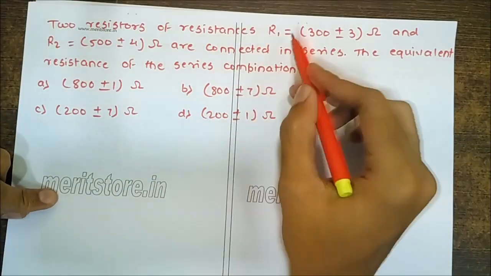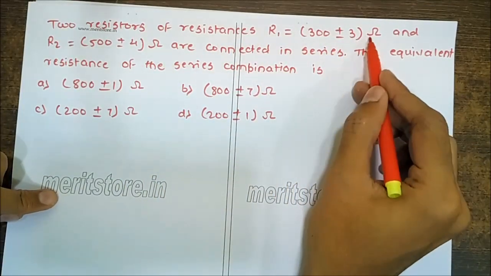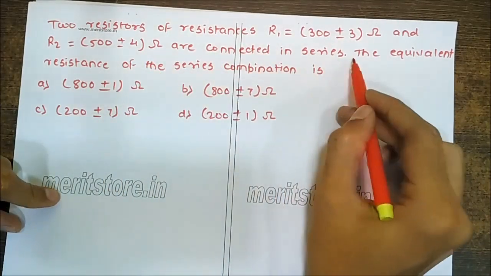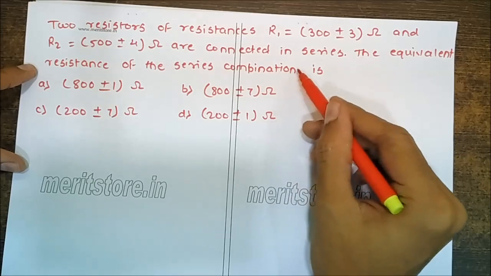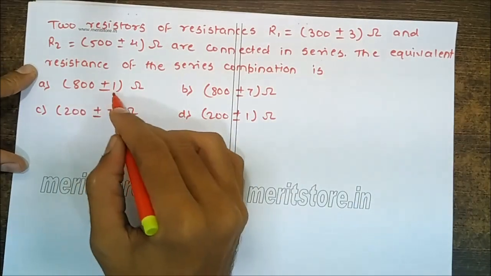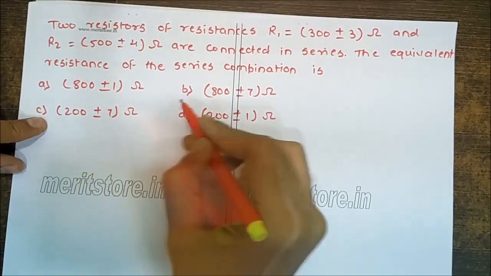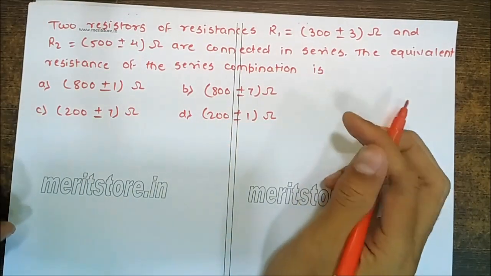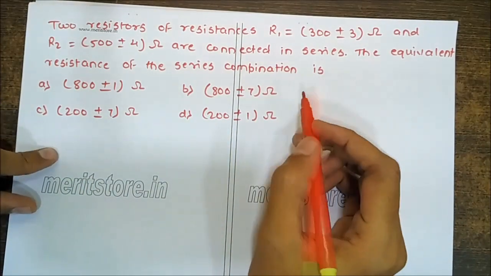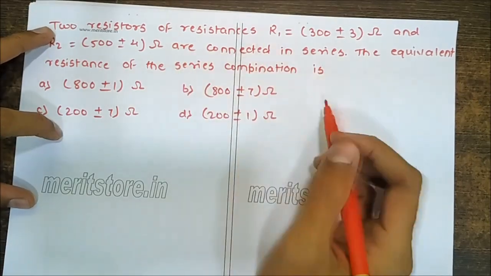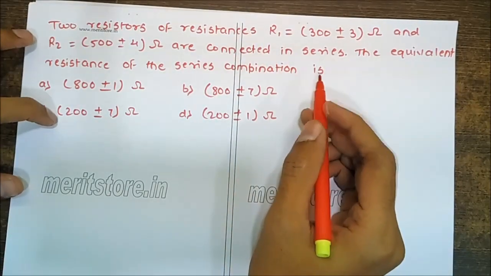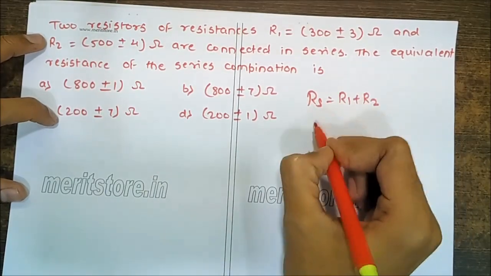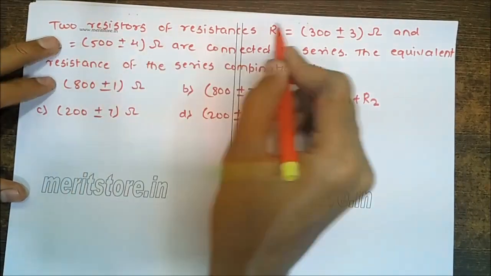Resistors R1 equals 300 plus minus 3 ohms and R2 equals 500 plus minus 4 ohms are connected in series. The equivalent resistance in the series combination is 800 plus minus 1 ohms, 200 plus minus 1 ohms, 800 plus minus 7 ohms, or 200 plus minus 1 ohms. Basically there are two resistors R1 and R2 connected in series. So the total resistance in series is R1 plus R2, which is 500 plus 300.